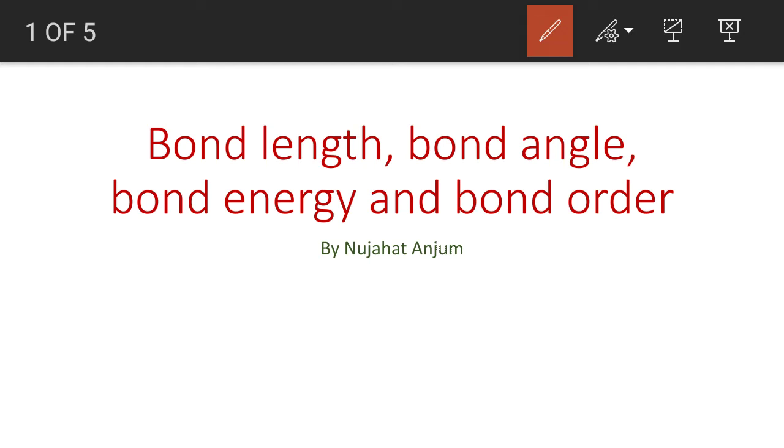Yesterday in class we discussed the structure of the atom, the cause of bond formation and the types of bonds. Today in class we will discuss bond length, bond angle, bond energy and bond order. Before starting today's class, I will clarify one thing.